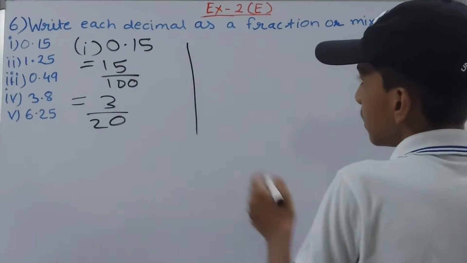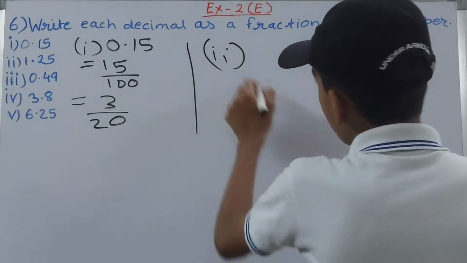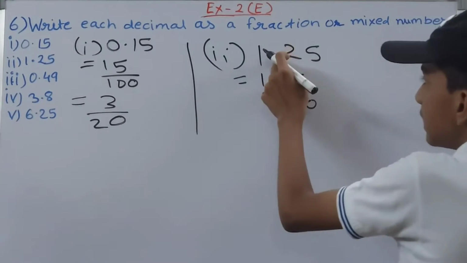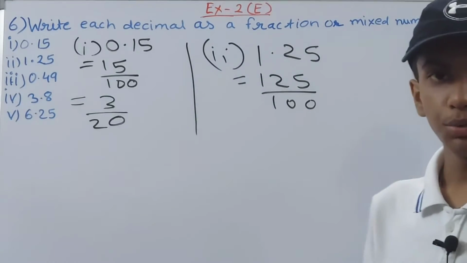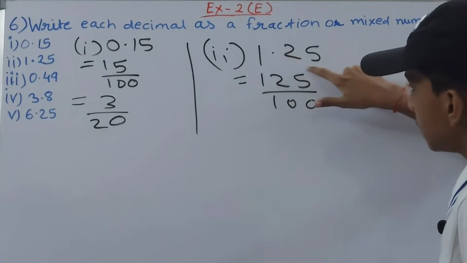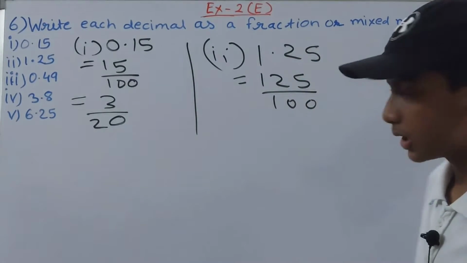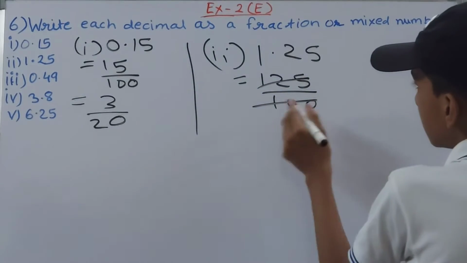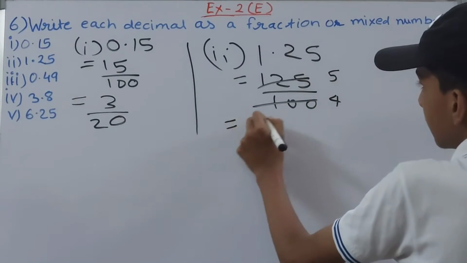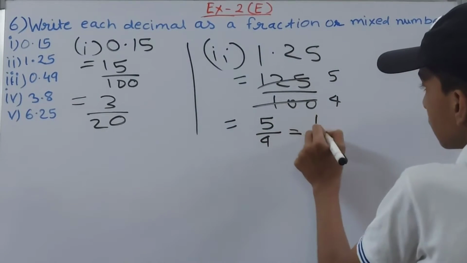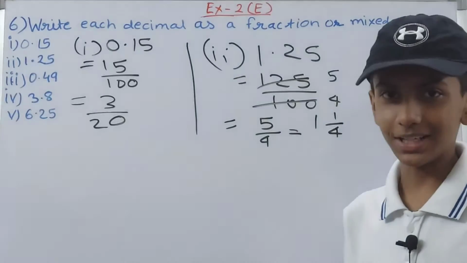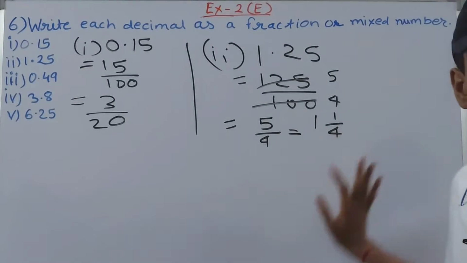Next, the second one is 1.25, so we get 125 upon 100. Remove the decimal point to get 125 for the numerator, and in the denominator 1 with as many zeros as digits after the decimal point. Two digits are after the decimal point, so 2 zeros. We simplify by 25, so we get 5 upon 4, or you can write it as the mixed number 1 whole 1 upon 4.